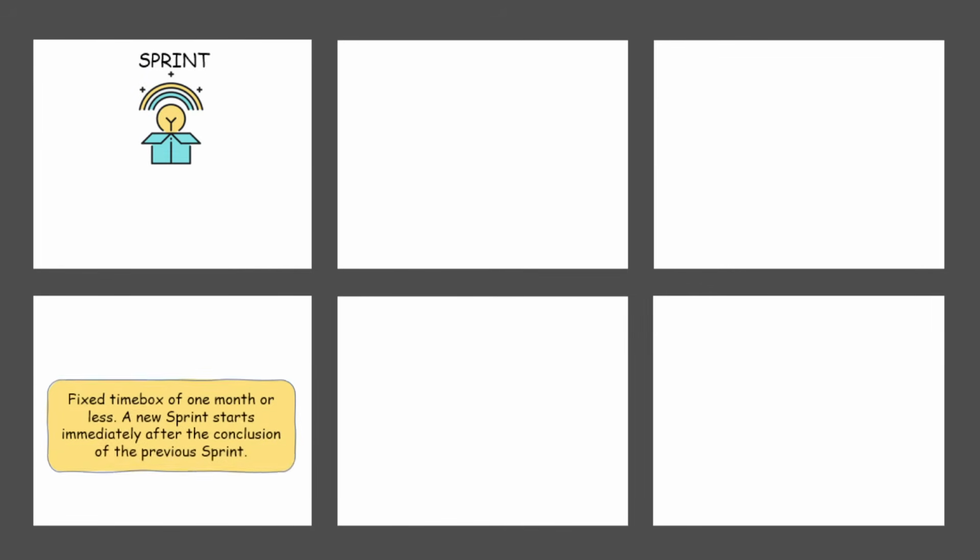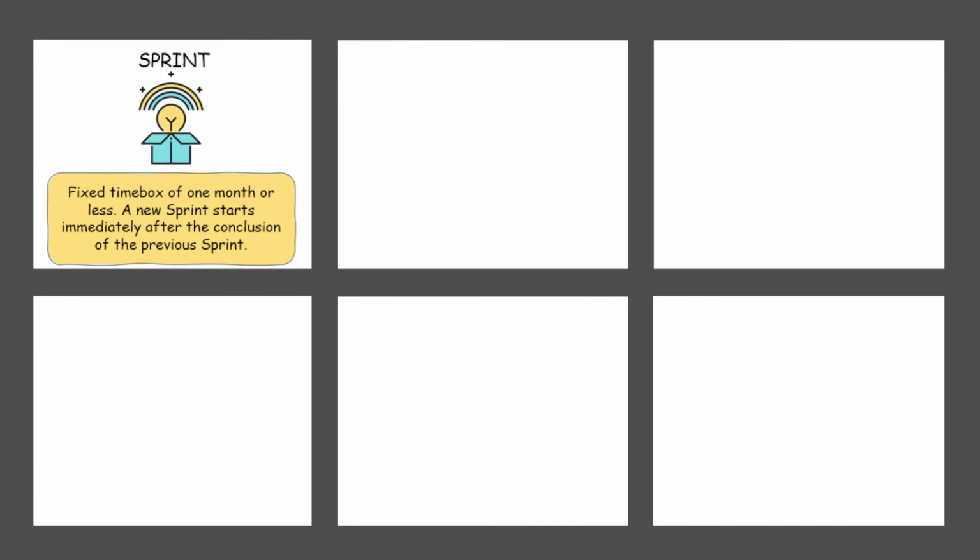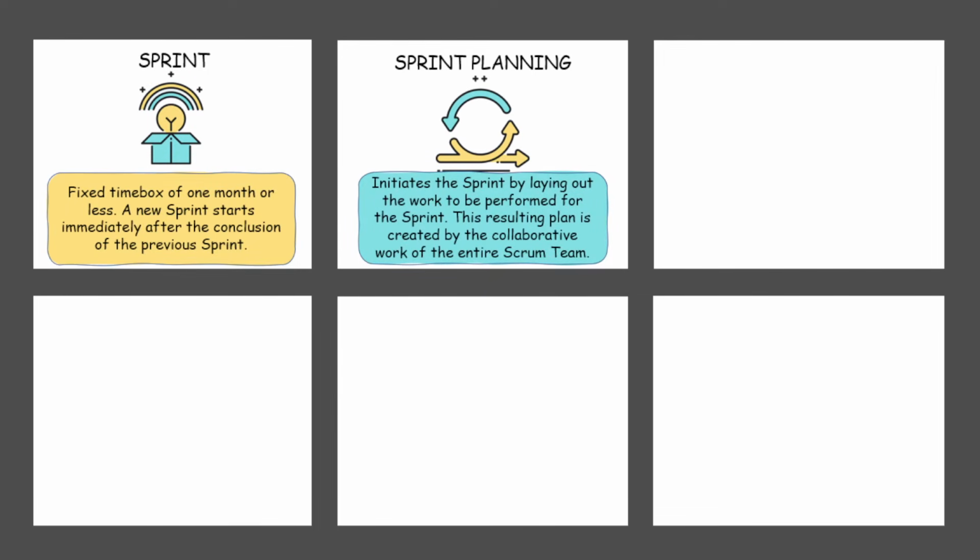Now let's talk about the actual events. A sprint is a fixed time box of 1 month or less. A new sprint starts immediately after the conclusion of the previous sprint. Sprint planning initiates the sprint by laying out the work to be performed for the sprint. This resulting plan is created by the collaborative work of the entire Scrum team.